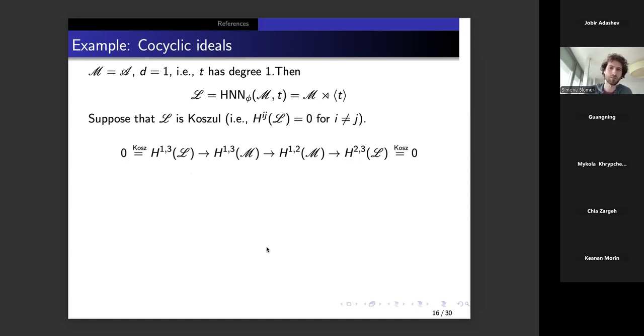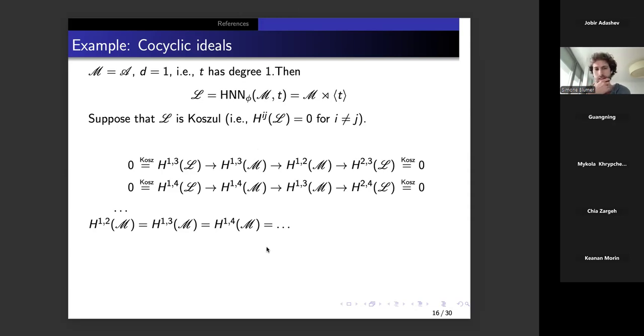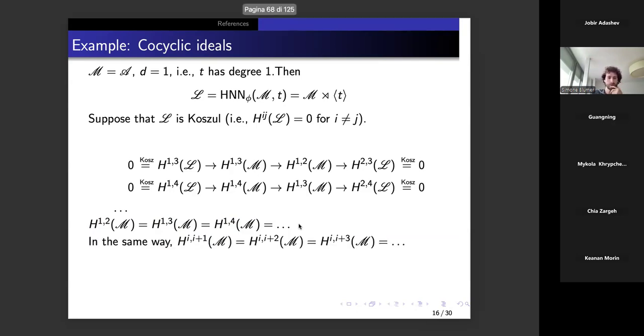Of course, we can try and change some more indices, and now we discover that the H13 of M is equal to H14 of M. And so what we get is an infinite chain of equalities between the non-diagonal pieces of the cohomology of M. We can do the same for higher internal degrees. And again, we discover that for each homological degree, the non-diagonal pieces are all isomorphic to each other.